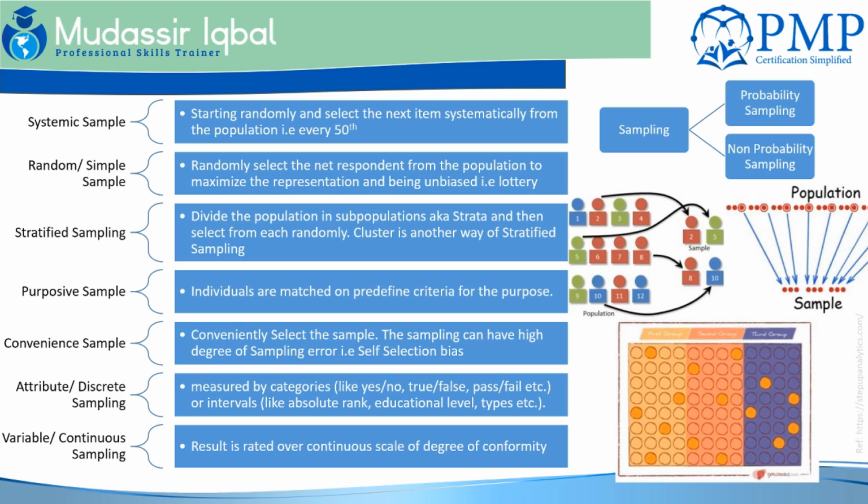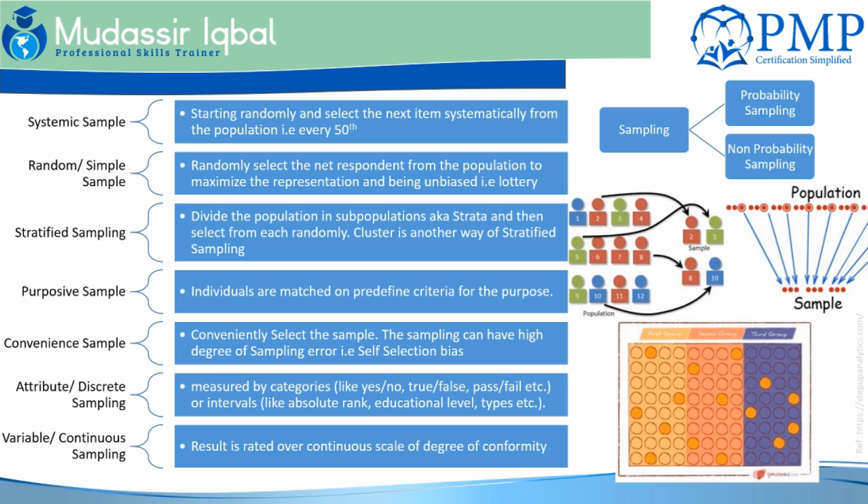Then while you are getting the answers, you have two kinds of responses. One is attribute and discrete sampling, where the answer is yes or no, true or false, pass or fail. You will say that this product passed the test or this product failed the test.